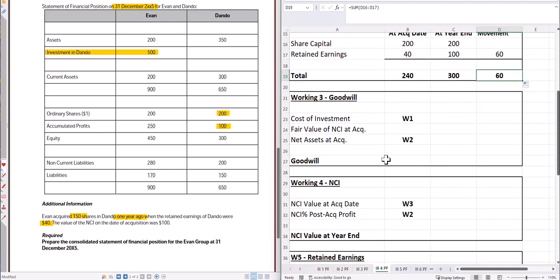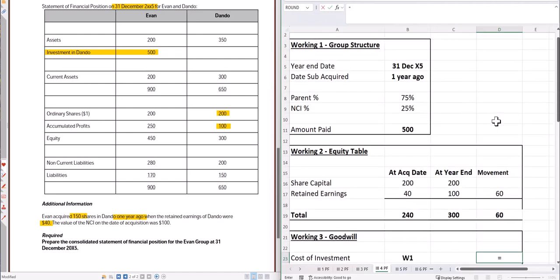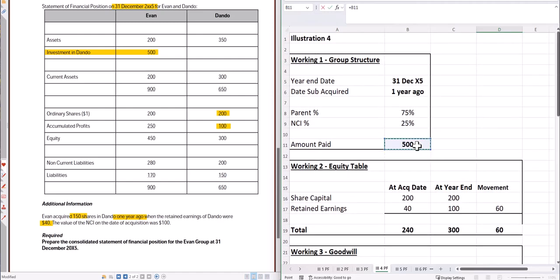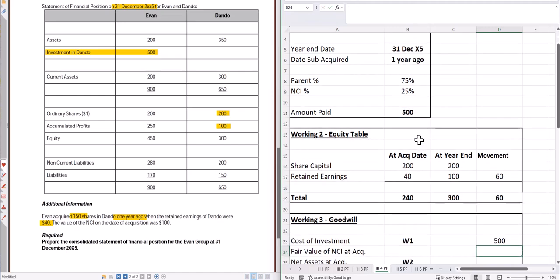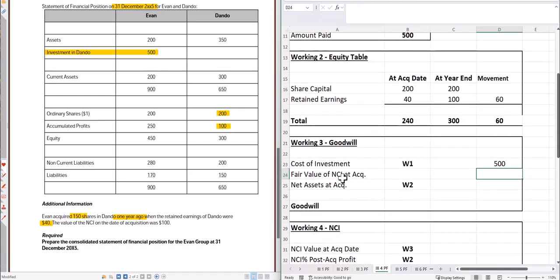The next working is working 3, our goodwill. Now most of this we've now got in our previous workings. The cost of investment we always write down in working 1, so that's 500. The fair value of the NCI at acquisition, well, that will generally be given to us in the notes. Later on in the course we'll see how to work it out if they don't give it to us, but in this case the NCI on the acquisition date was 100.